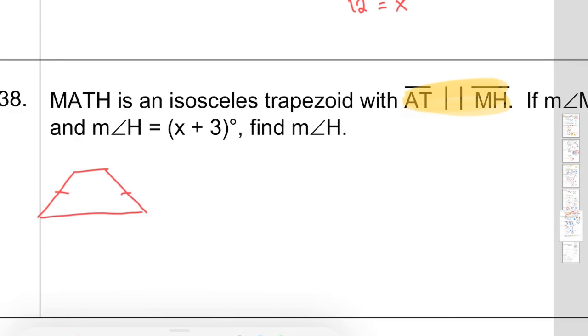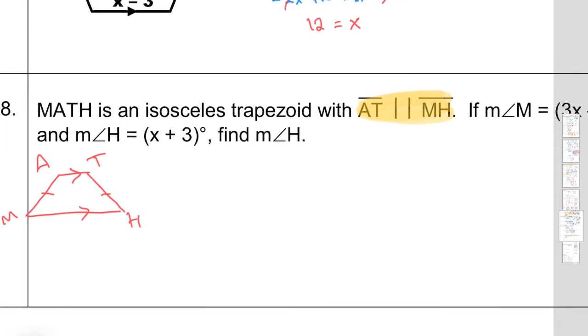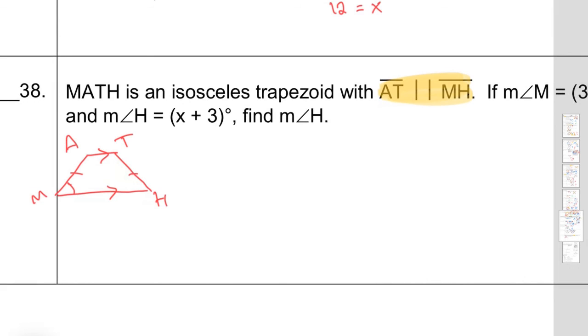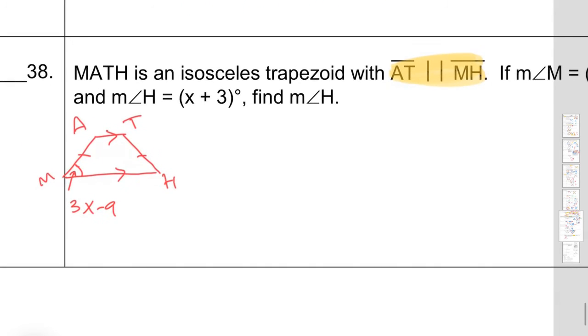So I'm going to rewrite it a little bit, and I'm actually going to start M down here, A up here, T, and H. Now that works because AT is going to be parallel to MH. So even though it's an isosceles trapezoid, it still only has one pair of sides that are parallel to each other, and that's the two bases. So moving on, it says angle M is 3x minus 9. So here, put an arrow and label it 3x minus 9. And angle H, so this angle here, is x plus 3. Find the measurement of angle H.